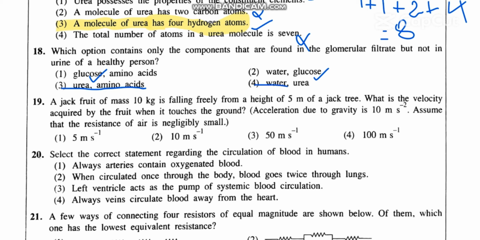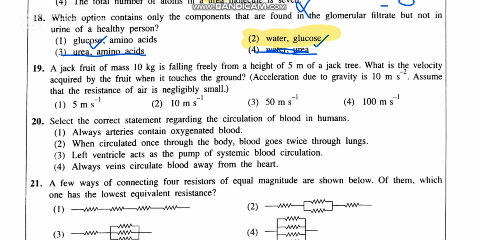So amino acids and proteins you will not have. You know, blood plasma proteins do not come through during ultrafiltration. So the most suitable answer is water and glucose. So an unhealthy person will always have glucose in their urine. Here they are saying not in a healthy person, that means an unhealthy person.